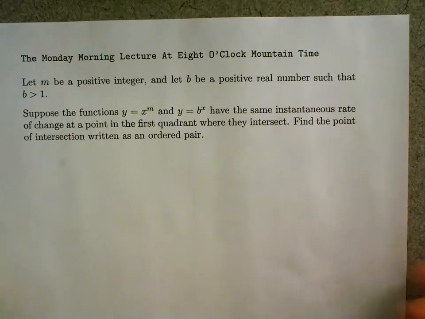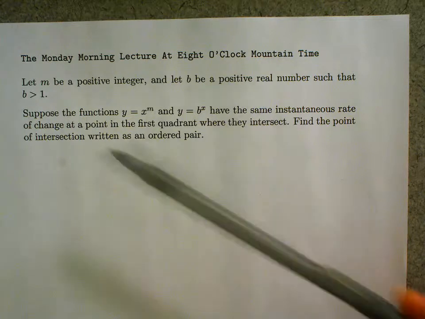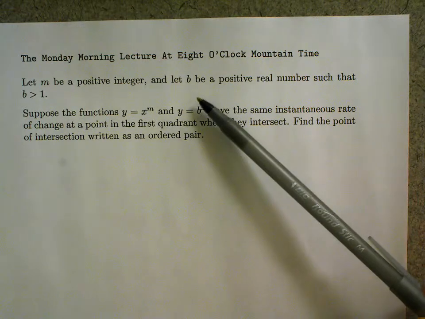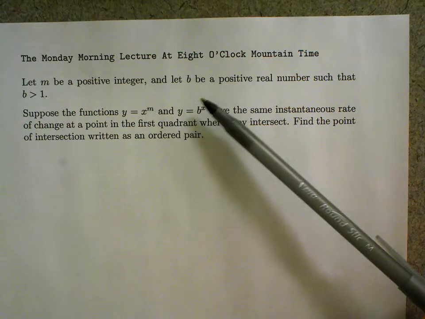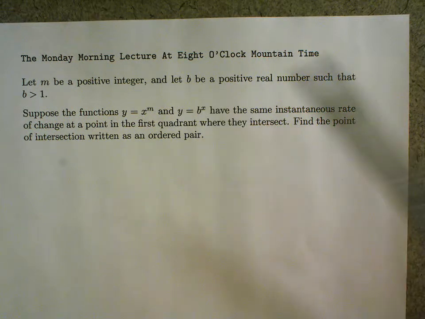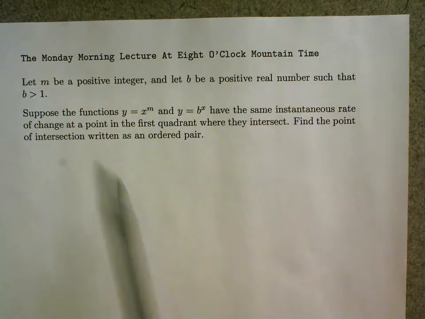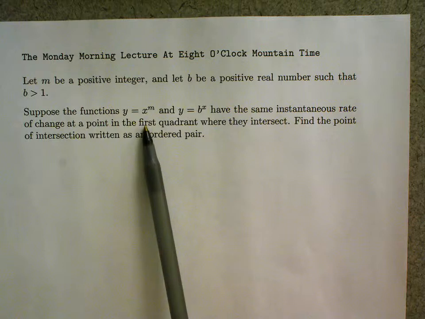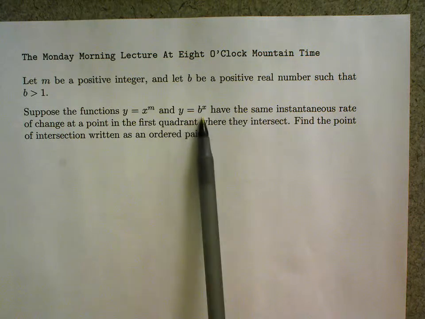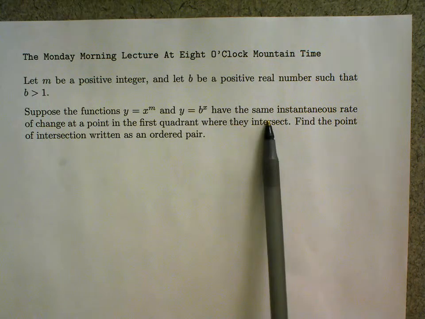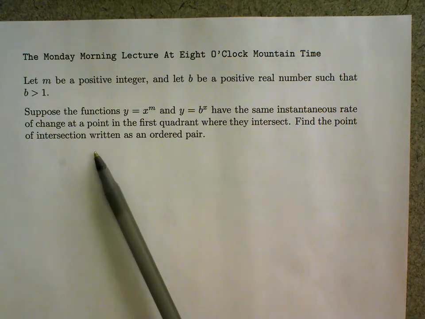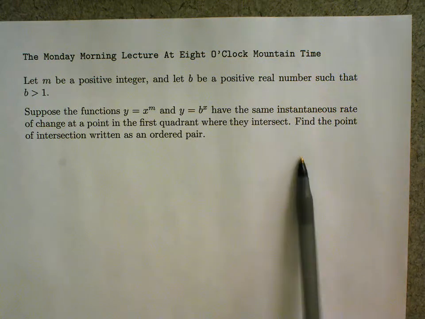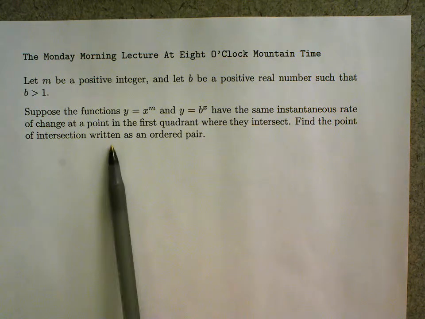we'll consider this problem. Let m be a positive integer, and let b be a positive real number such that b is greater than 1. So suppose the functions y equals x to the m and y equals b to the x have the same instantaneous rate of change at a point in the first quadrant where they intersect. Find the point of intersection written as an ordered pair.